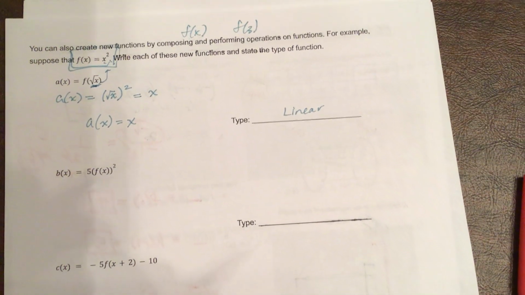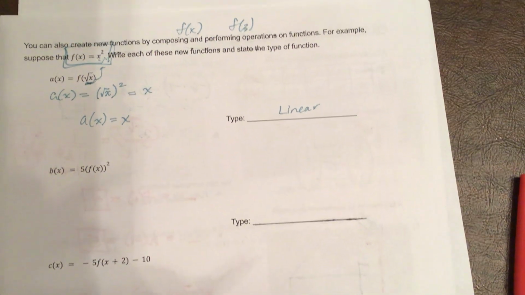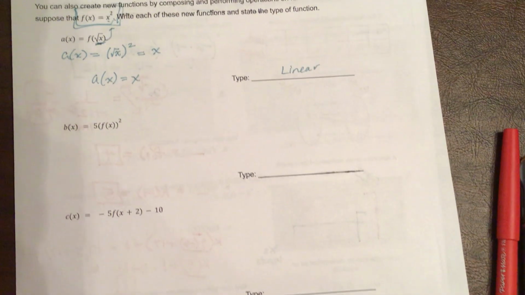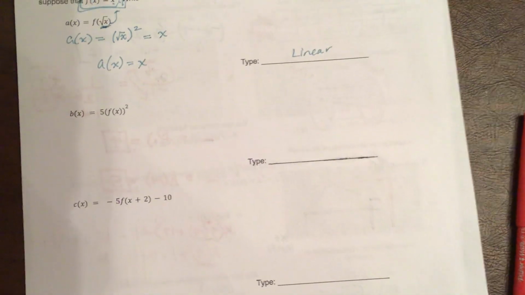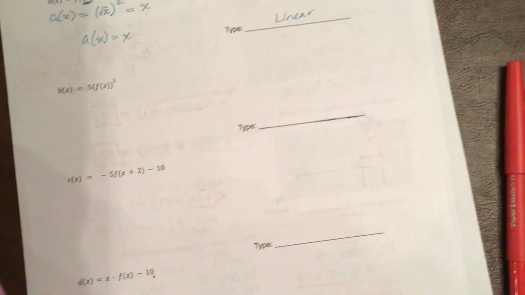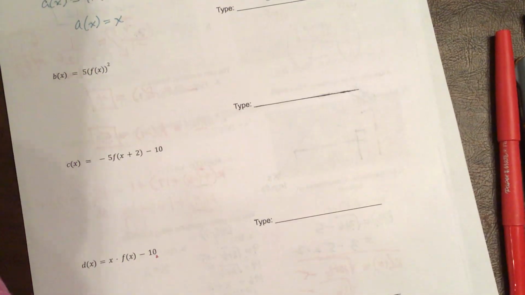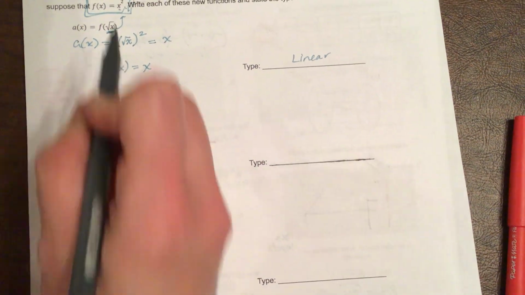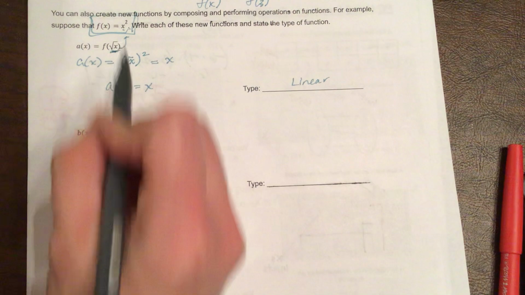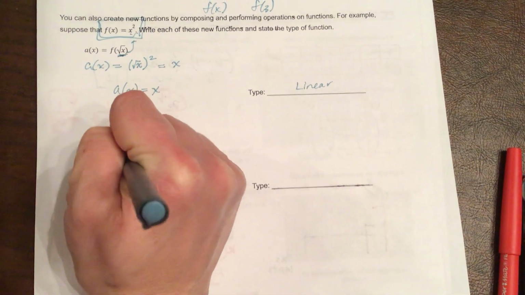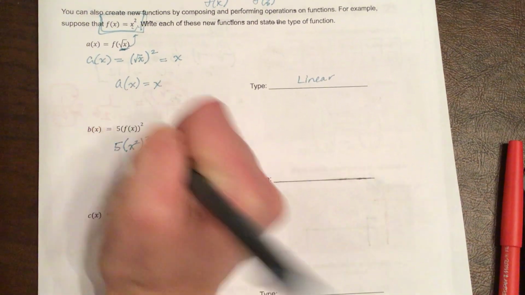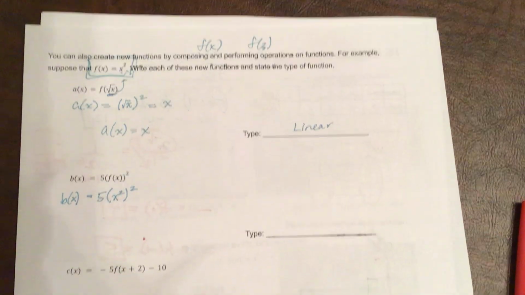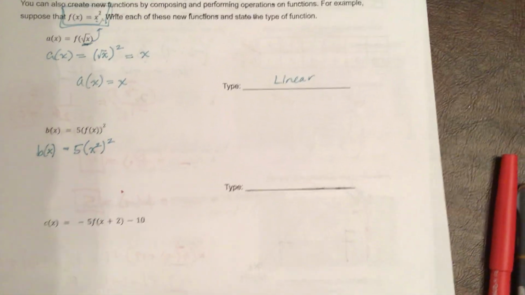Next one, b of x equals 5 times f of x squared. What I'm looking for here is, again, the same concept. I want you to look at what you're plugging in. In this case, what is f of x? Well, f of x is already x squared, so we can replace f of x with x squared. We already know what f of x is. We set that up in the beginning, right? So I just replaced f of x with x squared.